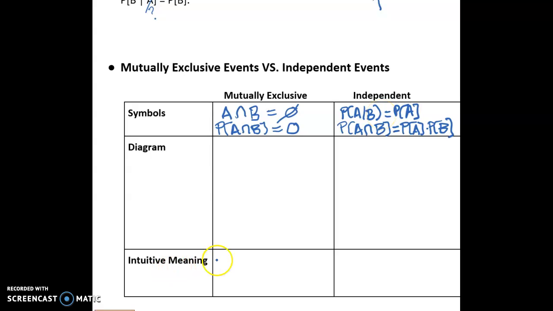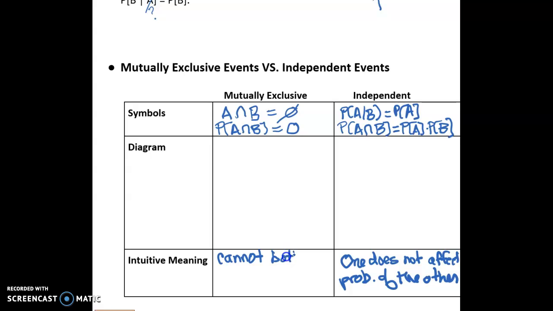So here, down here on intuitive meaning, this means that one does not affect the probability of the other. Intuitive meaning of mutually exclusive is that they cannot both happen, or can't happen simultaneously. All right, but they can't both happen. It's either one or the other, all right?